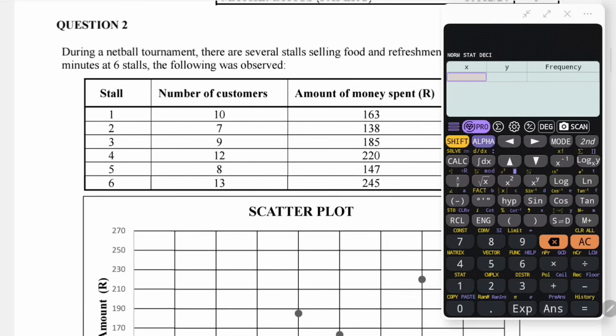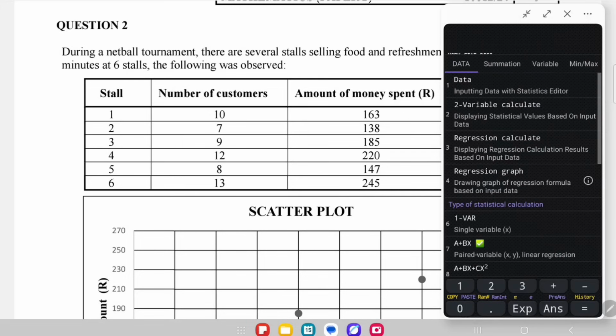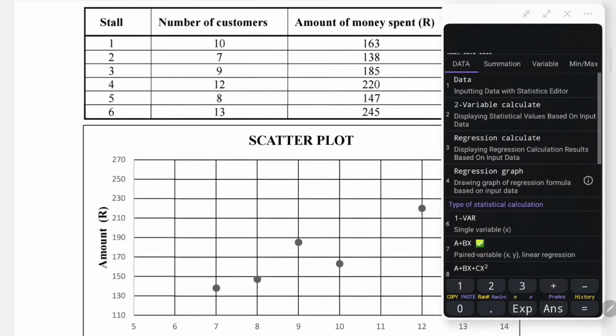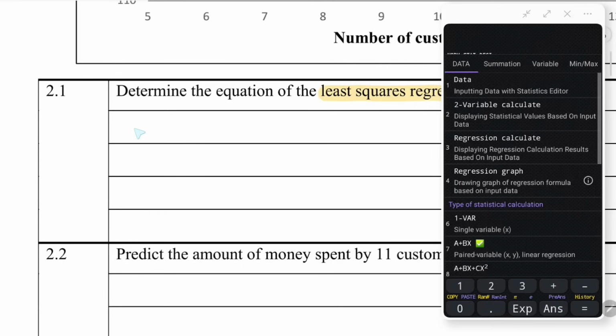So let's go ahead and put that down. That's going to be 10 and 163, but you first put down the X values, okay, and then the Y values. Okay, so we can put that in. And then once your data is in, we're going to press AC, Shift, and 1. Now we are looking for the equation of the least squares regression line. Now that equation looks like this. Y equals A plus BX. And so we just have to find the value of A and the value of B.